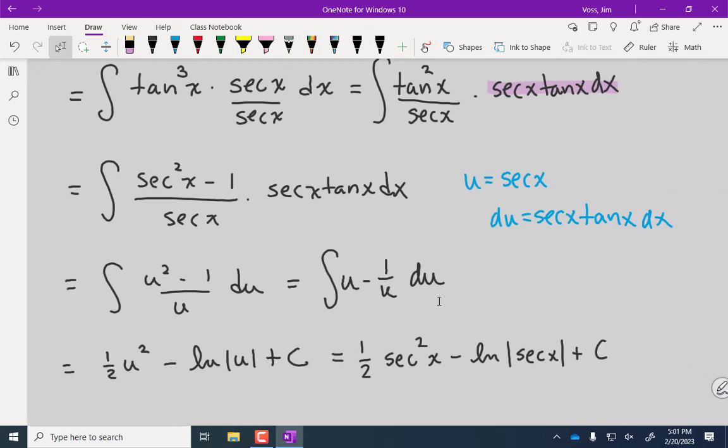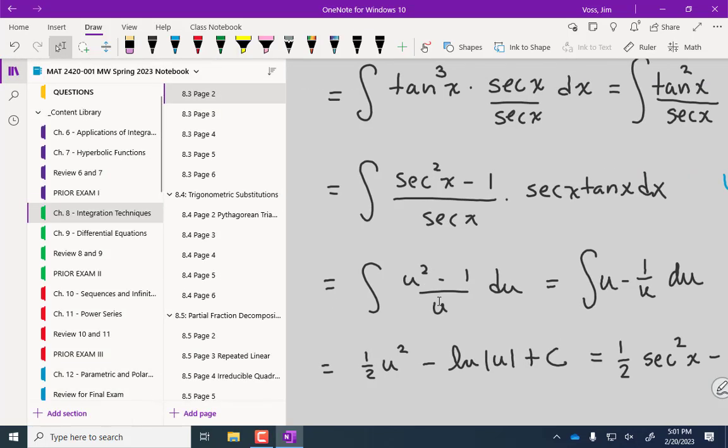Oh, that? Natural log of secant. Secant can be negative, so we need those absolute values. Right? Secant is possibly positive or negative, so we need absolute values.